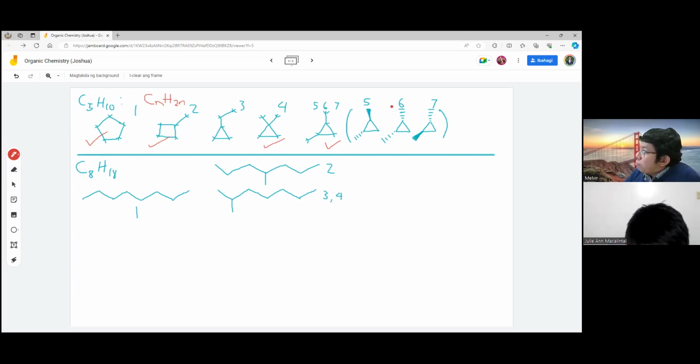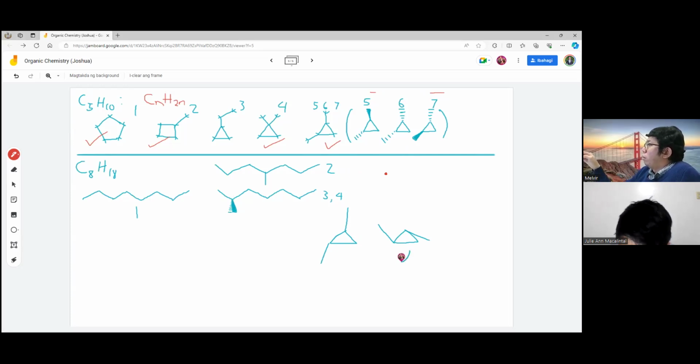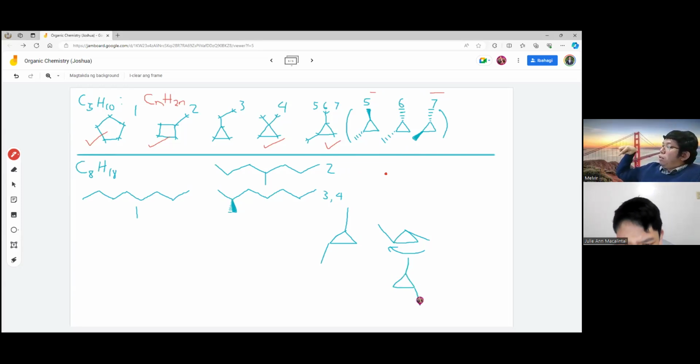I have a question, Josh. Paano nag-iba si 5 and si 7? Anong difference ng 5 and 7? Hindi po sila pwedeng i-superimpose. Dalawang methyl groups ito, ha? No, they can be superimposed. Hindi nga, i-rotate ko po, ha?